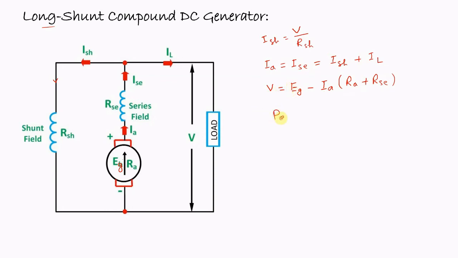The power developed is again Eg into Ia, that is generated EMF into armature current, and the output power or the load power will be equal to V into Ia.